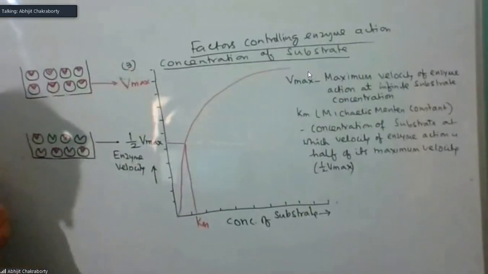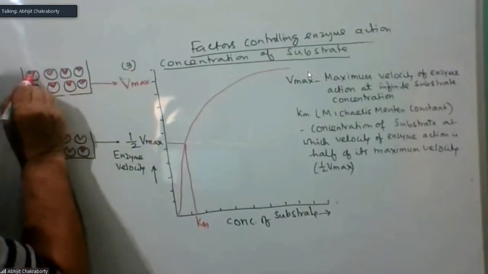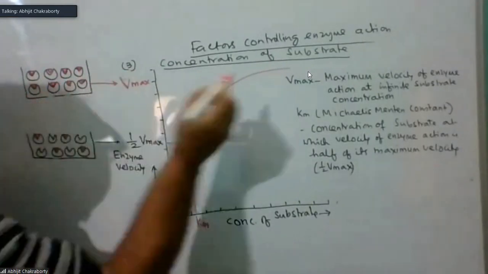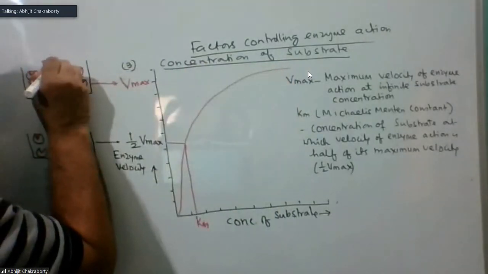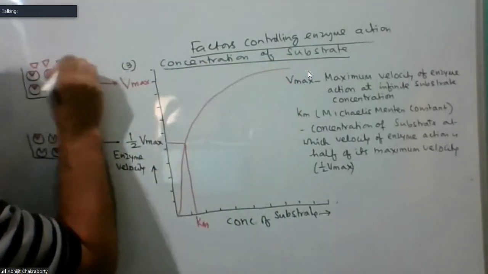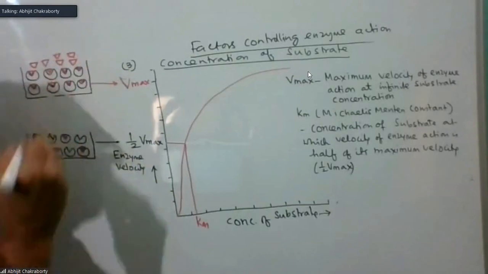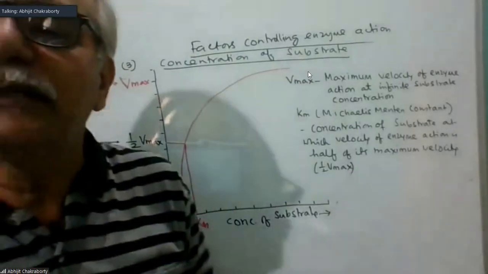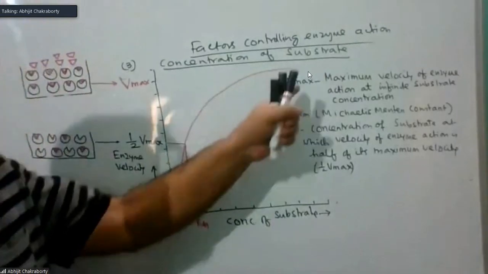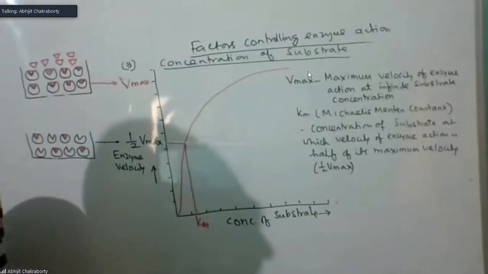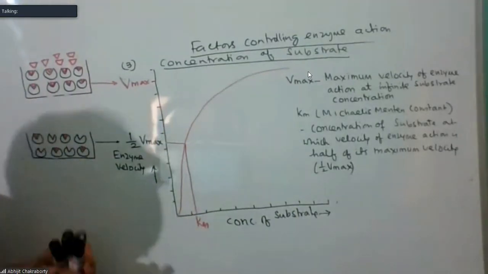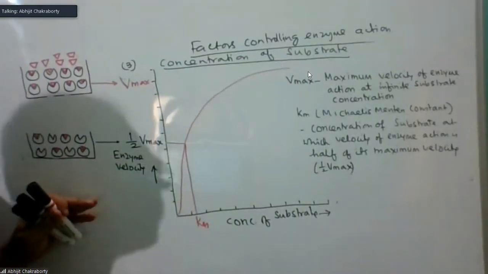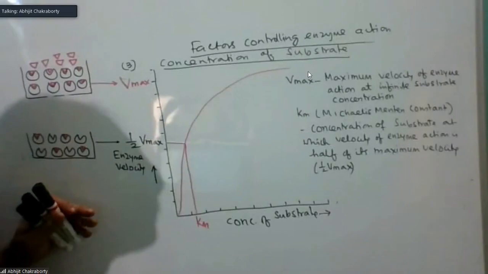Look, suppose whenever all active sites are occupied by the substrate, we get this curve. If we even then add more substrate in the medium, there will be no increase in the enzyme velocity. That's why it is called Vmax. Are you getting me now? Yes sir. Now Km value is a good indicator actually.